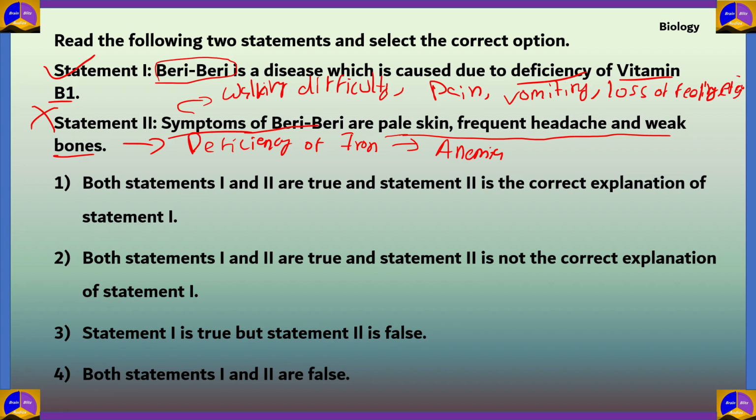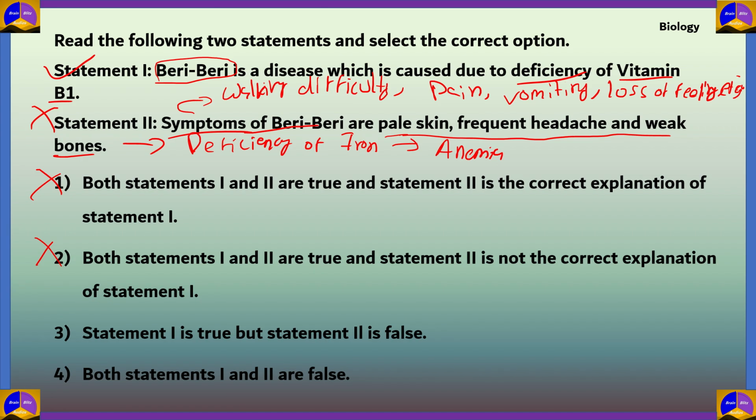Let's look at the options. Option 1 says both statements 1 and 2 are true, and statement 2 is the correct explanation of statement 1. This is false because statement 2 is not true, and that means it cannot be the correct explanation of statement 1. Option 2 says both statements 1 and 2 are true, and statement 2 is not the correct explanation of statement 1. This is also incorrect because we have already said that statement 2 is not true.